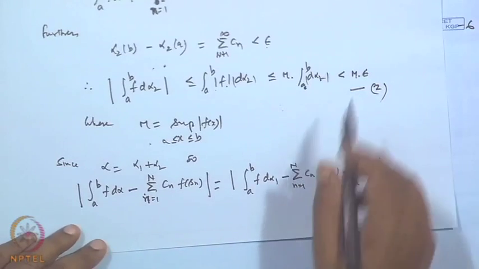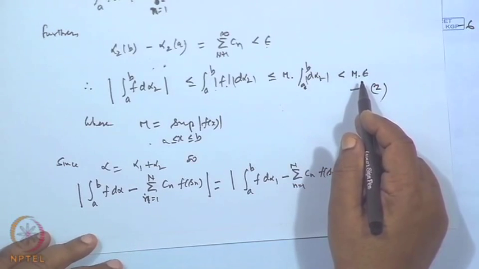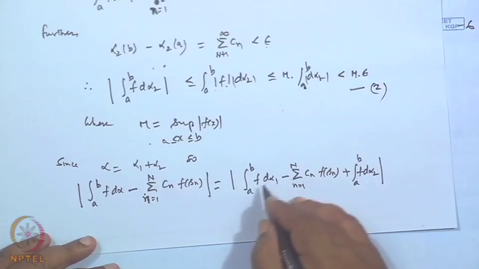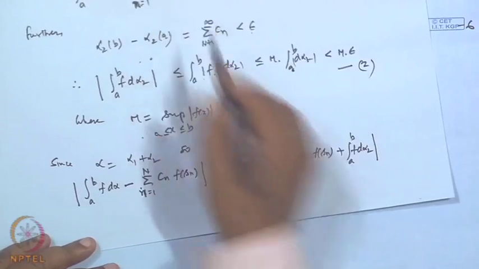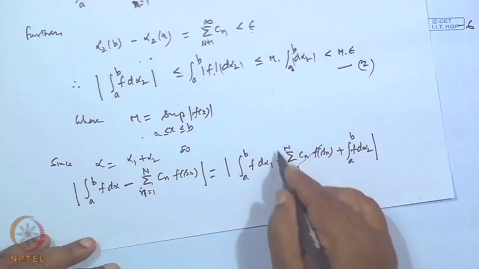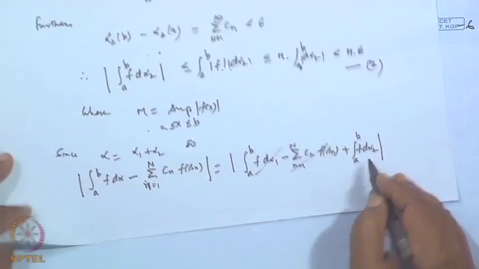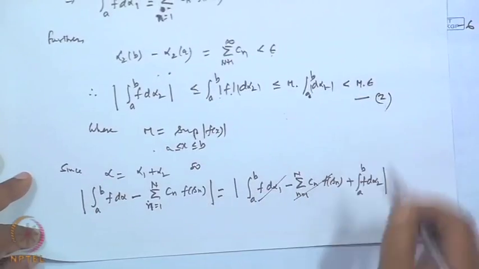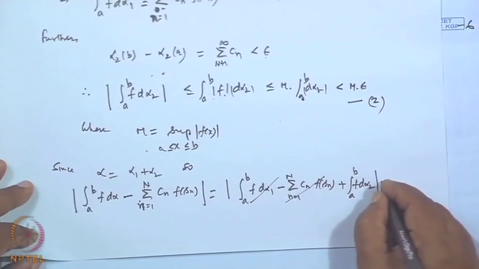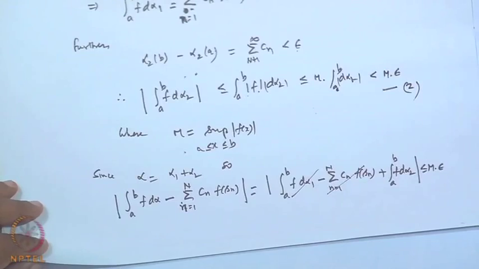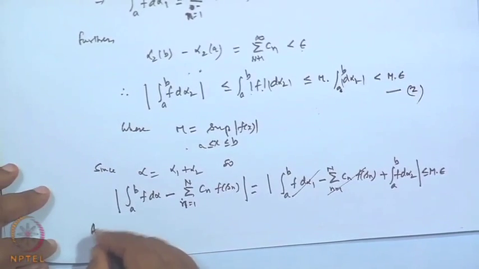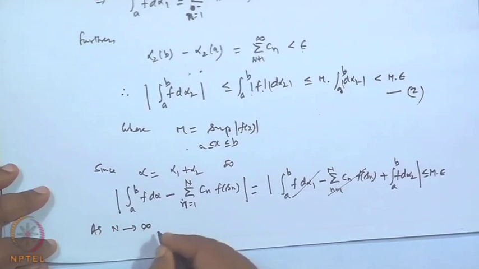Now, this part is already given to be less than epsilon r. Basically, this entire thing with alpha 1 is the same as this. So, this part is 0, we get this thing cancelled, only this part is left, and this part we have shown is less than M into epsilon r. So, it is less than or equal to M into epsilon r, but epsilon r is arbitrary. So, as n tends to infinity, epsilon r will go to 0.